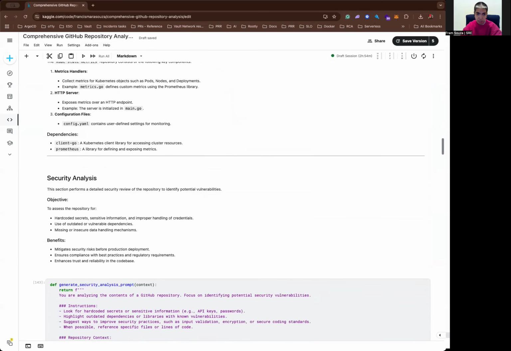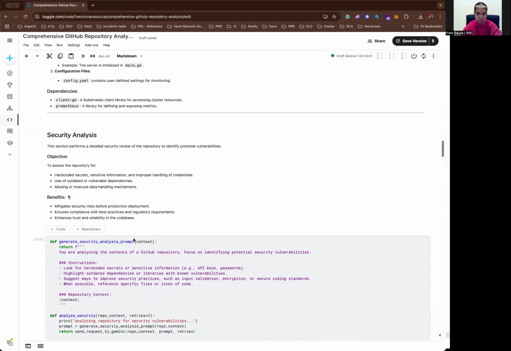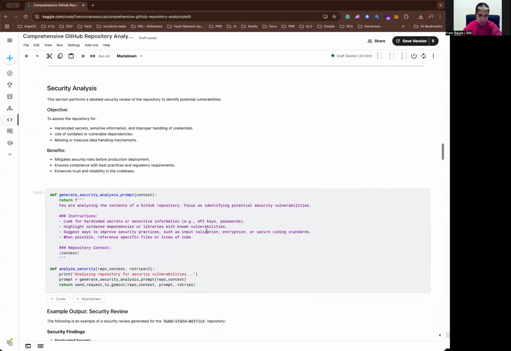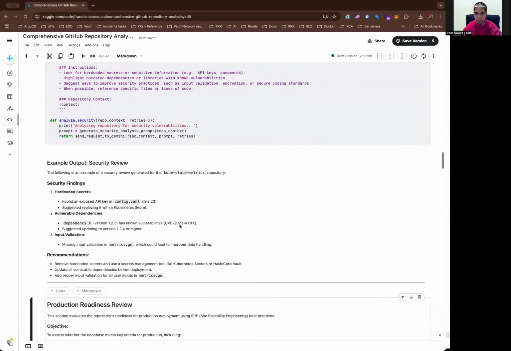Here is where it gets funnier. The notebook runs 4 separate analyses, as I said before, 1 for answering any specific questions. And this one here is for a security review, which checks for issues like hard-coded secrets or outdated dependencies and suggests fixes. Here is an example: 3 findings and a recommendation.